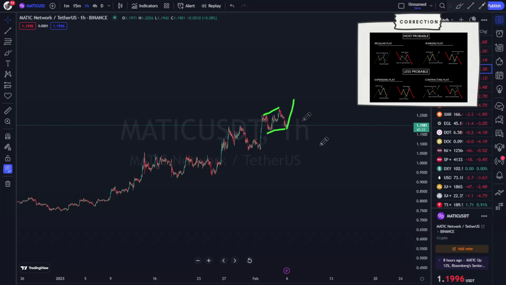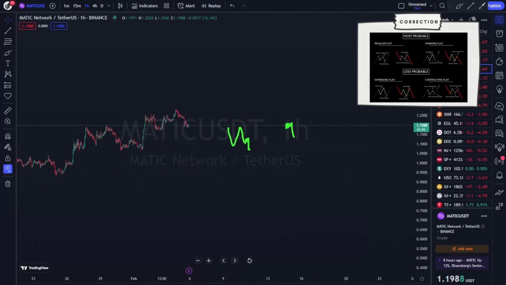So that running flat could be a buy, but don't get baited, because sometimes it looks like a running flat, and just like this one, it looks like a running flat, but it ranged and made a new low. Sorry, it looks small right there. I'll try to zoom in quick.